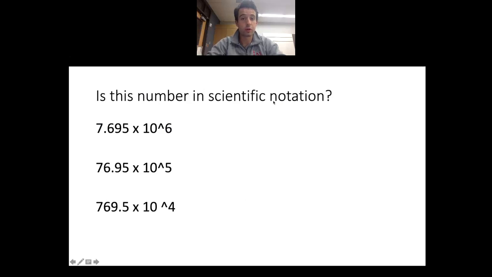Okay, so quick quiz for you. The question is, is this number in scientific notation? Go ahead and give me yes or no for each question. Hopefully you were able to see that for the first one, yes, it is in scientific notation, but for the next two, no, they are not. The reason why is, even though all three of these are the same number, here we have 76 in front of the decimal, and here we have 769 in front of the decimal. You can only have one number in front of the decimal, and the rest of the numbers come after the decimal. So hopefully that makes sense.